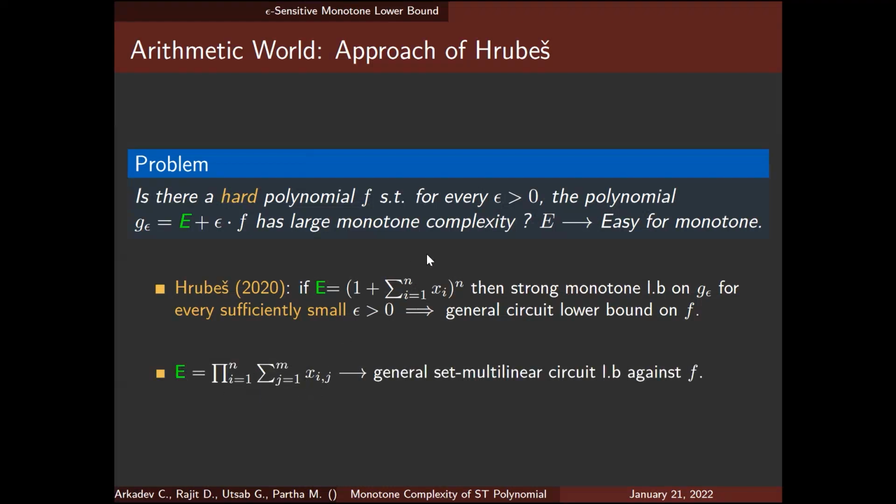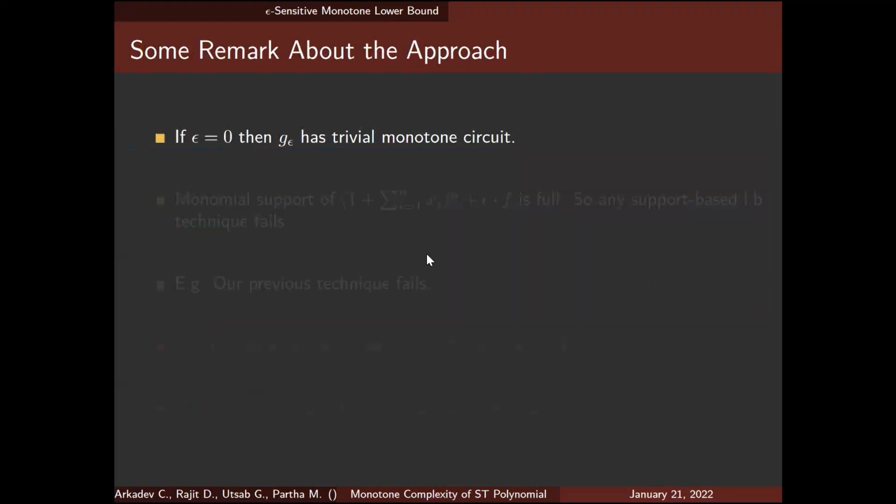Now, some important remarks regarding this approach. First, observe that for epsilon equal to 0, the polynomial G0 has a very trivial monotone circuit. So what Hrubes' approach indicates is that the hardness of polynomial f should imply that there is a significant discontinuity in the monotone lower bound of G epsilon for very small non-negative epsilons.